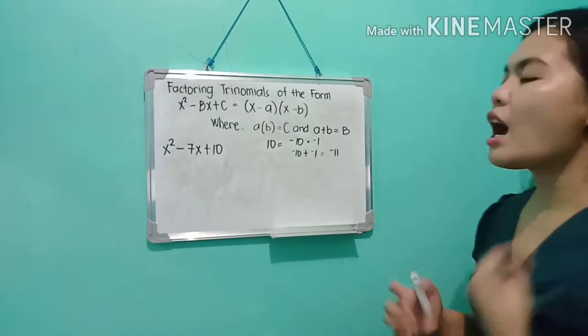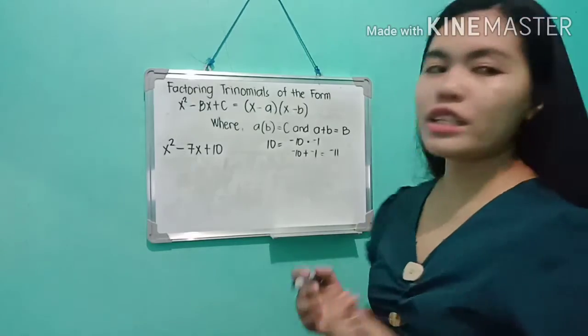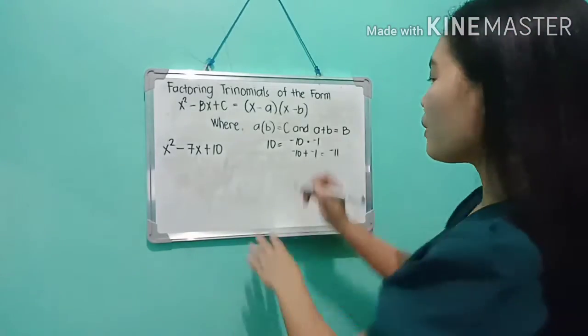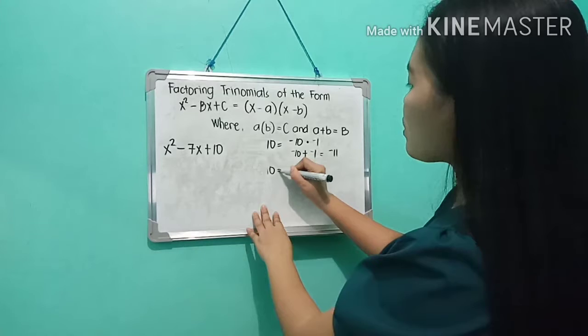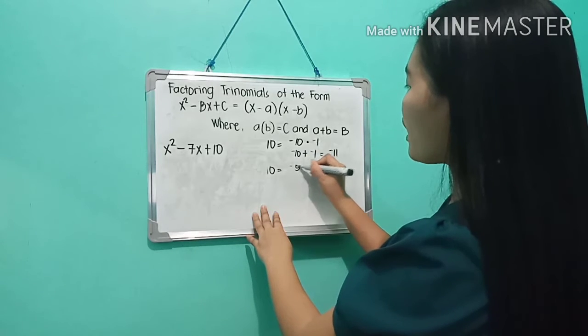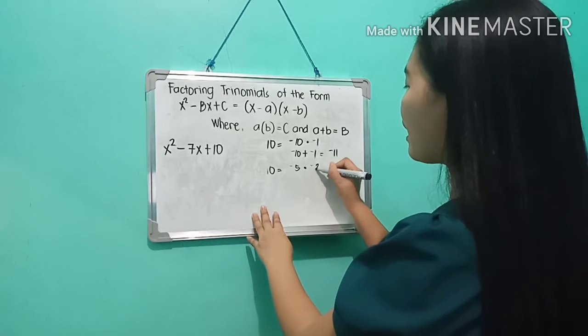Another factor. Ano ba yung ibang factor? So, for example, we have 10 is equals to negative 5 times negative 2.